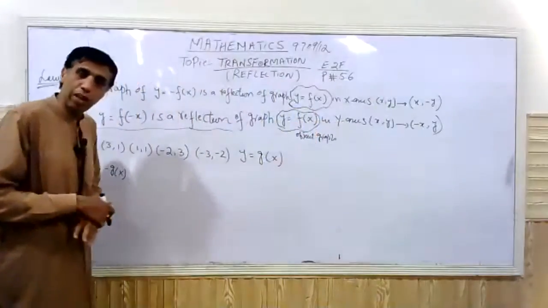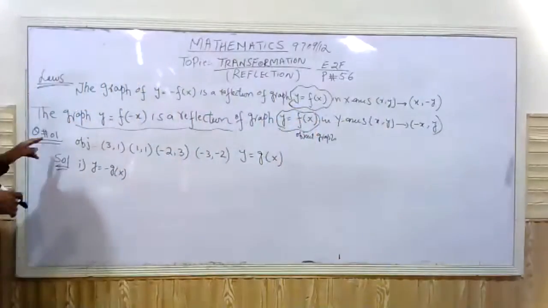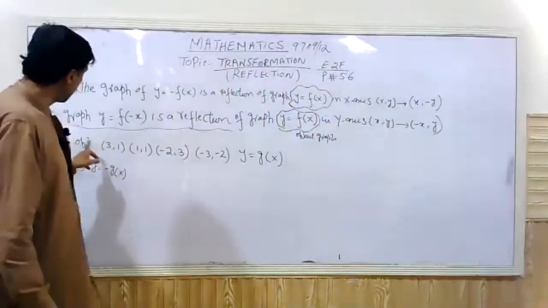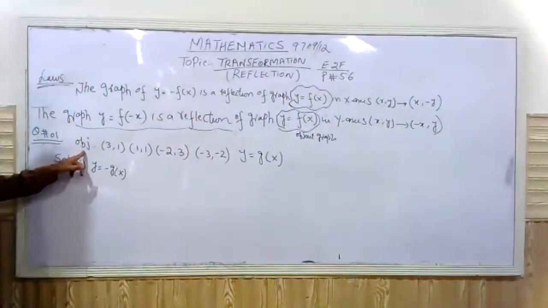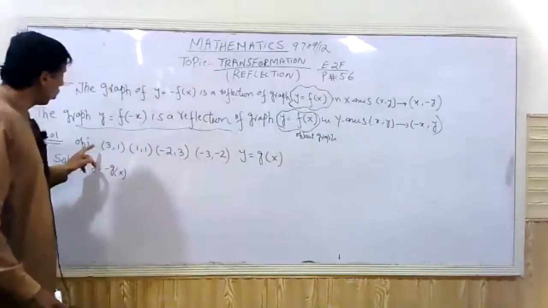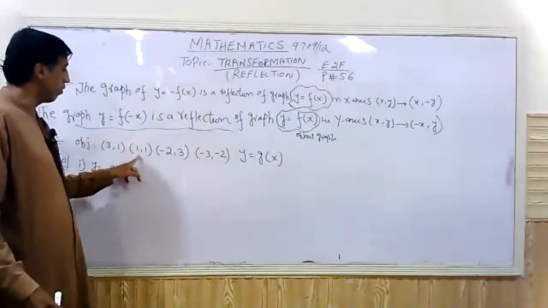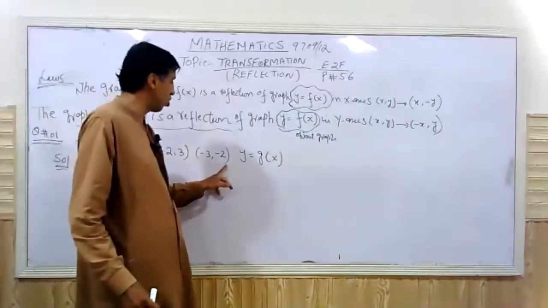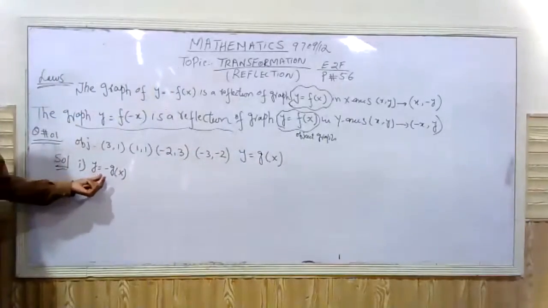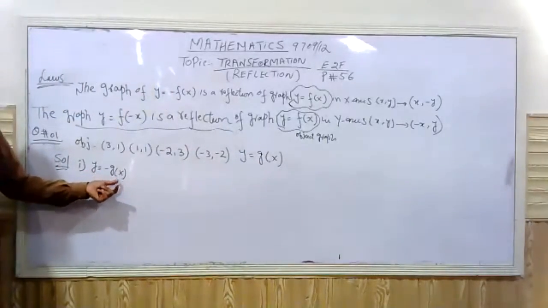I will explain this to you with question number 1. Your graph has been plotted. This is the object graph. This is the question of y equals g of x. The coordinates I have written are (3, 1), (1, 1), (minus 2, 3), (minus 3, minus 2). I have to convert it into y equals minus g of x.